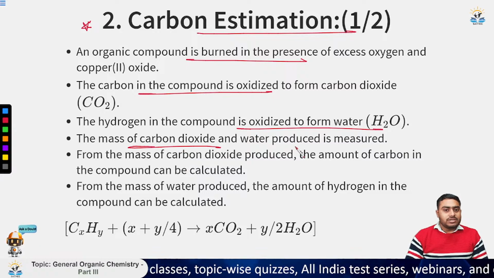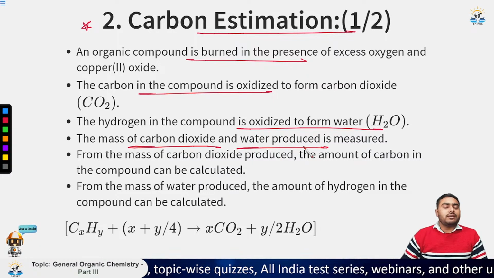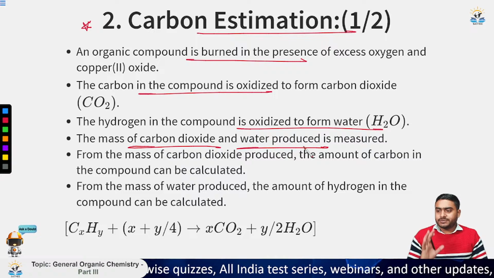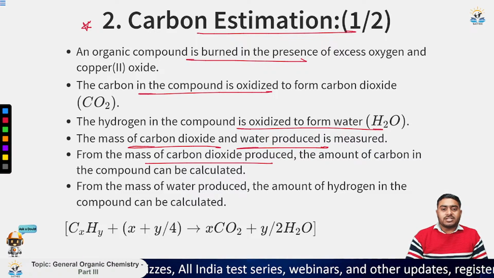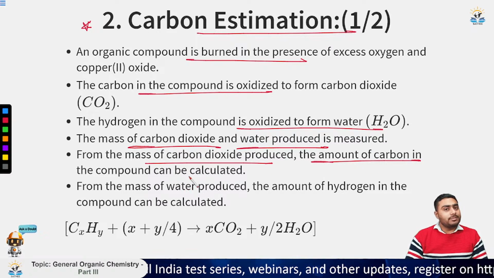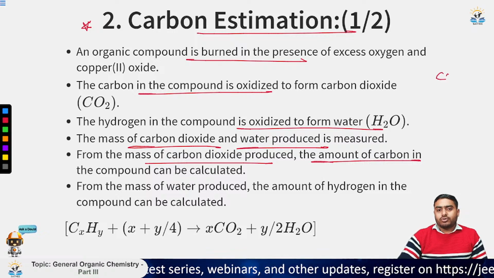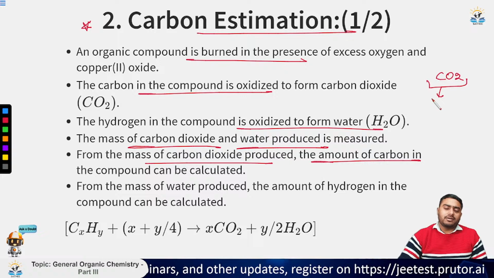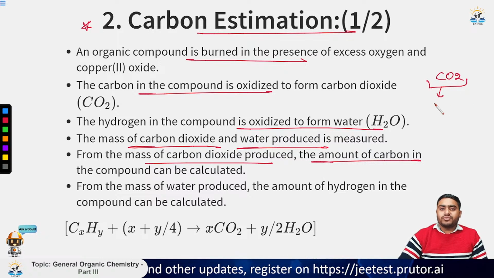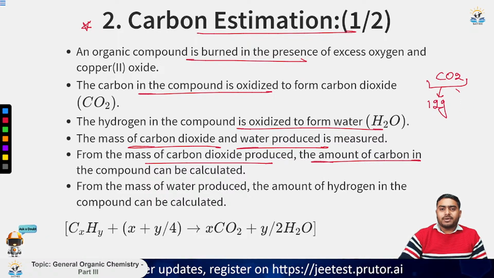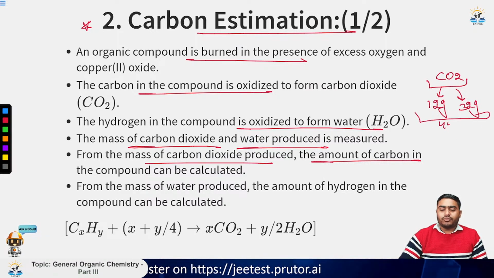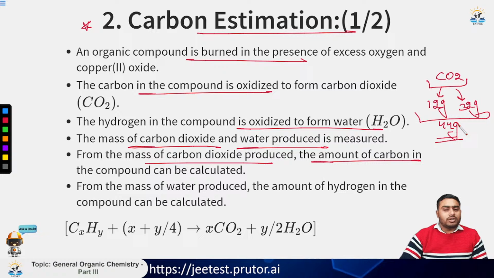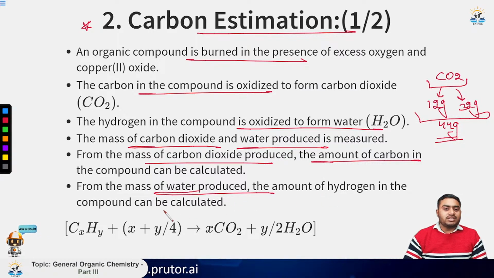The mass of carbon dioxide and water produced is measured. Then from the mass of carbon dioxide produced, the amount of carbon in the compound can be calculated. Because you know very well, in 1 mole of CO2, taking the mass in gram per mole, we have 12 gram per mole carbon and 32 gram per mole oxygen. So total 44 gram per mole is the molar mass of CO2.